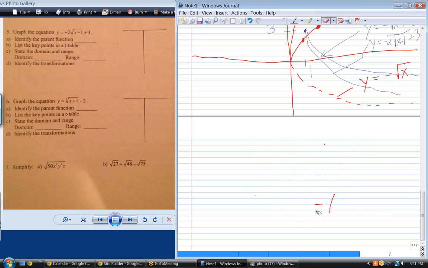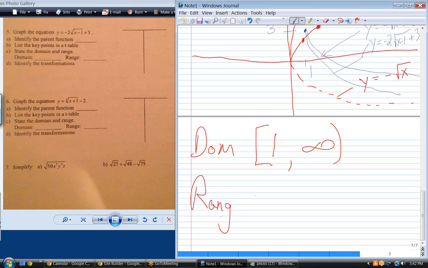1 to infinity. Can x be, okay, so 1 with a bracket or a parenthesis? Parentheses, I think. It is a bracket. It is a bracket because x can be 1. You can take the square root of 0. Okay. So that's the domain. Range is always harder to come up with.